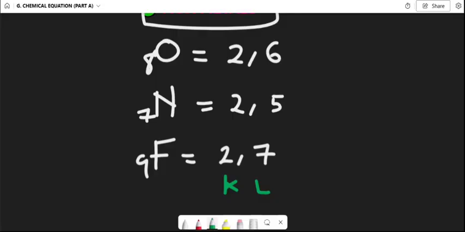On the K shell of oxygen, we have 2. On the L shell of oxygen, we have 6. On the L shell of nitrogen, we have 5. While the one for fluorine, we have 7.